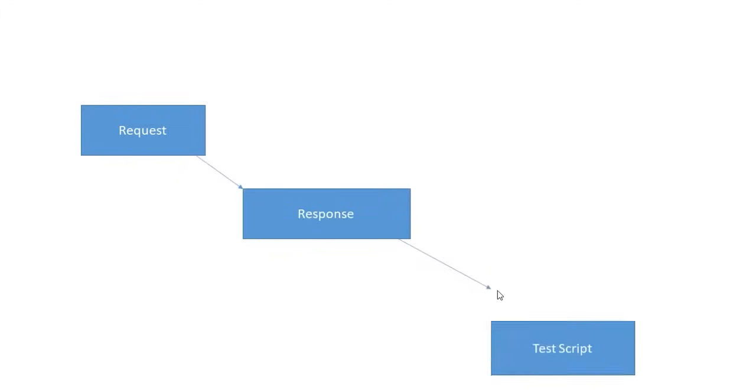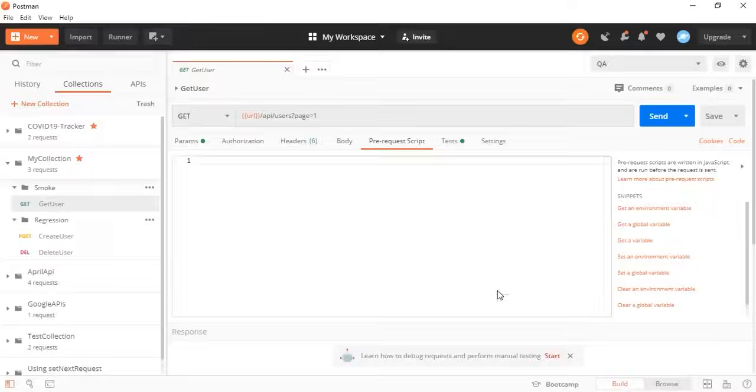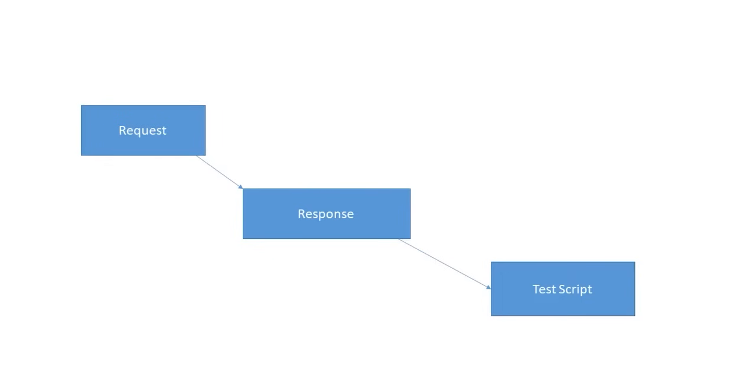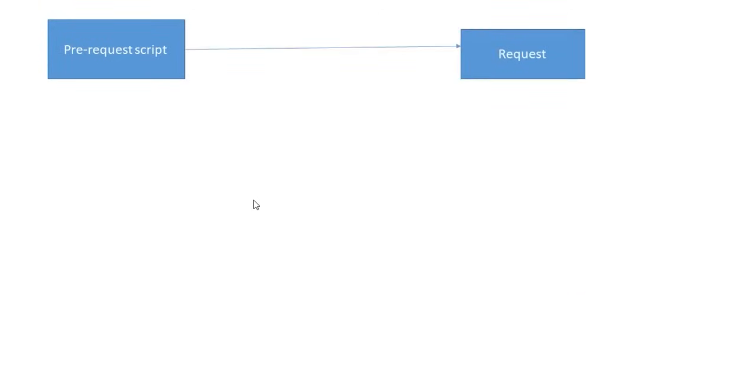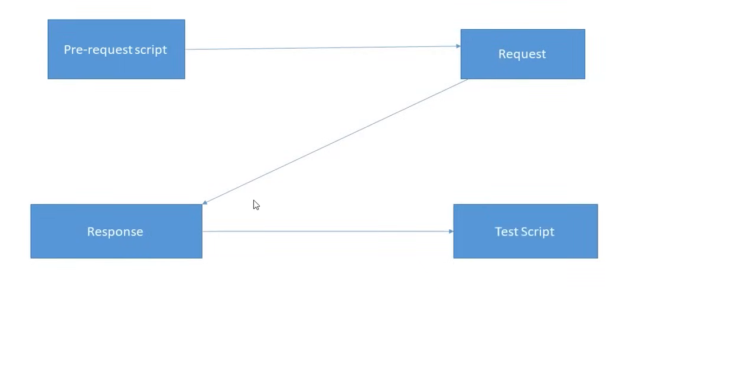Okay, so let me show you one interesting PPT. This is what we are doing right now. We are sending a request, we are getting a response, and finally we are executing our test script, which is nothing but your test here. So this is the flow right now: request, response, and the test script. When you want to use pre-request script, this will be the order. First of all, pre-request script will execute, then your request will get executed, then you will get the response, and finally you can execute your test script that you have right now.